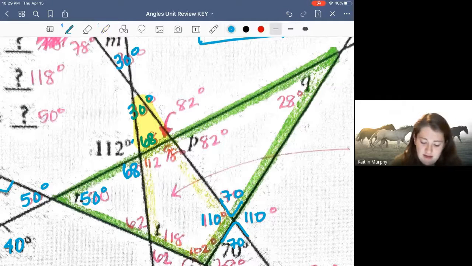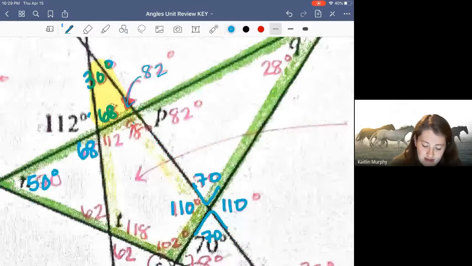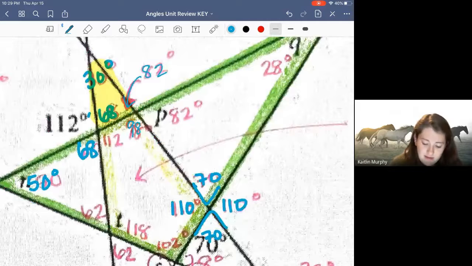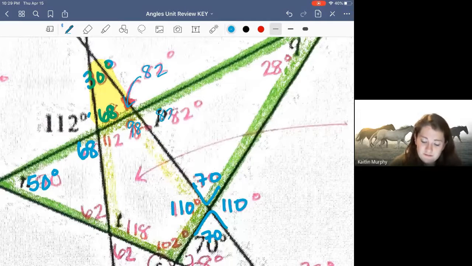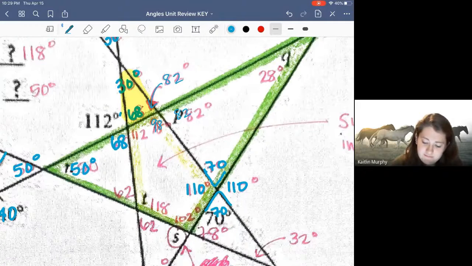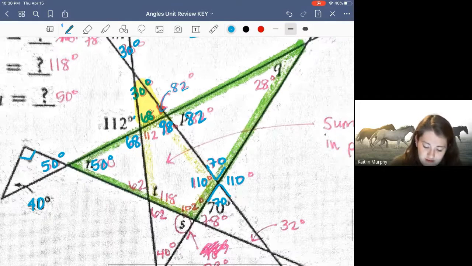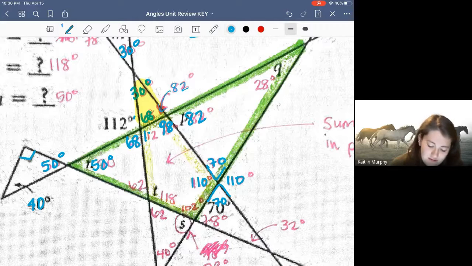The final piece of that is going to be an 82 degrees to make it add up to 180. And then we can fill in this 98 right here because that's supplemental. And we can fill in this 82 as a vertical angle. Fill in this 98. That looks a little better. Okay, we can also fill in this 112. That's this angle right here.